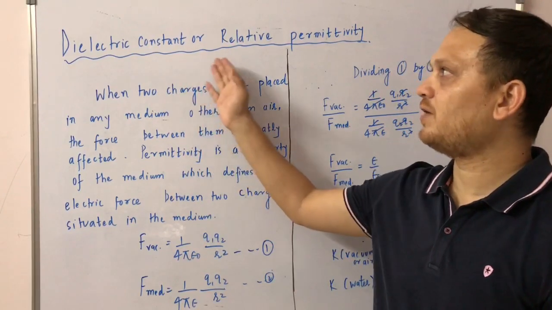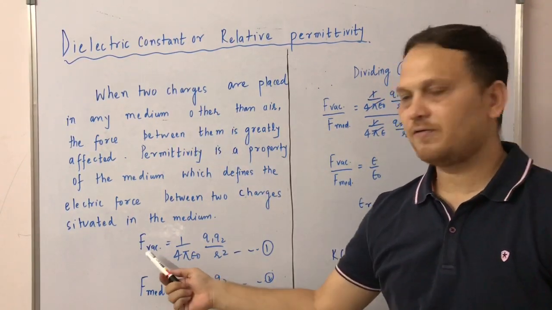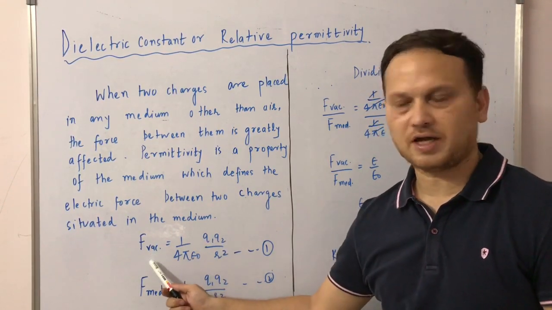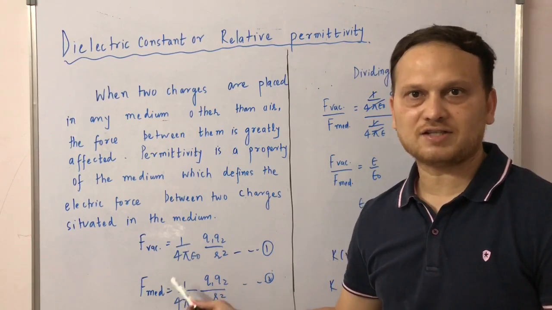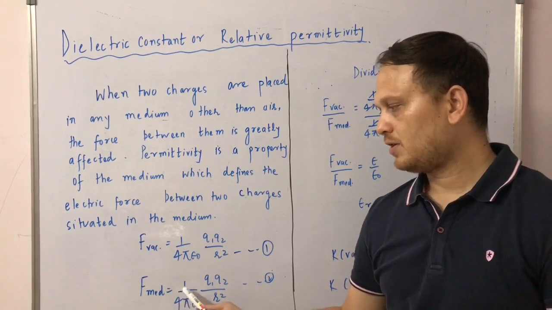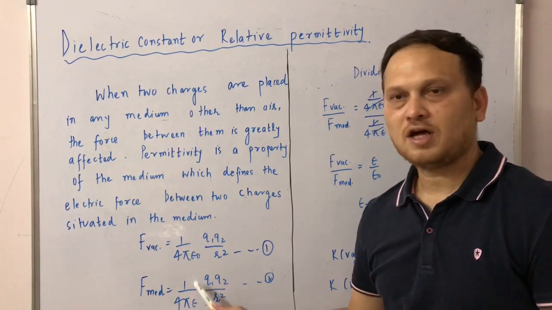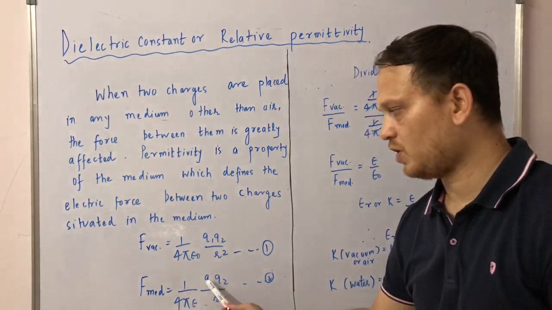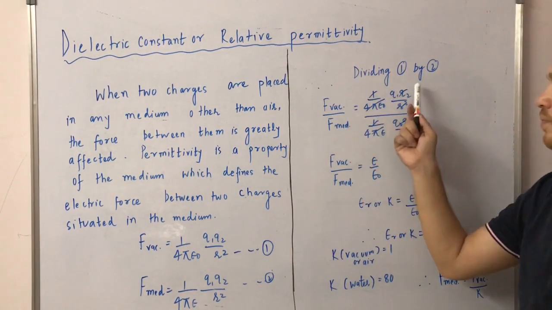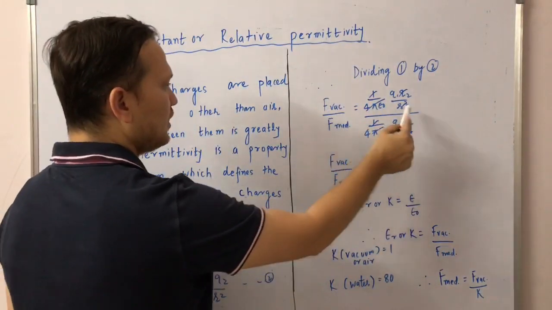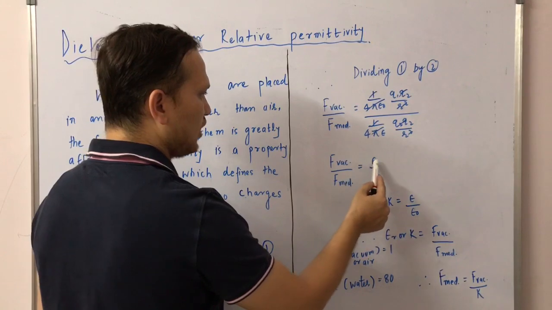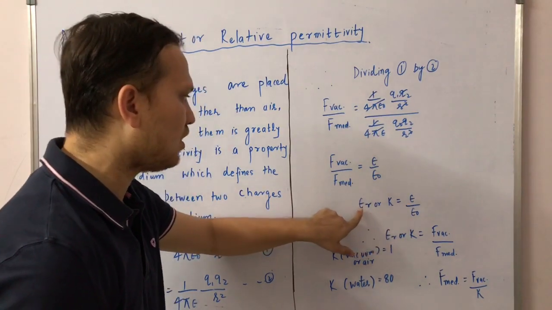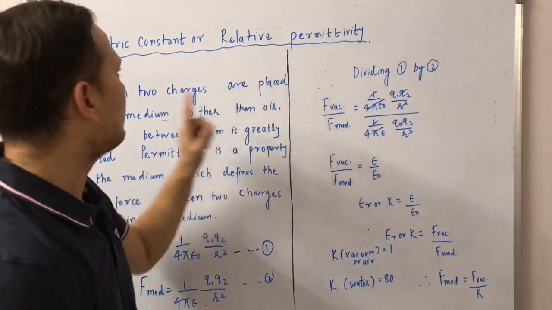So that is called relative permittivity or dielectric constant. Suppose we have a force in vacuum, 1 upon 4 pi epsilon naught Q1 Q2 upon R square, that is in vacuum or air. We have another when the same charges at the same distance are kept in a medium, that is 1 upon 4 pi epsilon, Q1 Q2 upon R square. See, instead of epsilon naught I have written epsilon only, because this value will change. Now dividing 1 by 2, we get the formula F vacuum upon F medium equals epsilon upon epsilon naught. So this ratio epsilon upon epsilon naught is called K or epsilon R. This is called relative permittivity and dielectric constant.